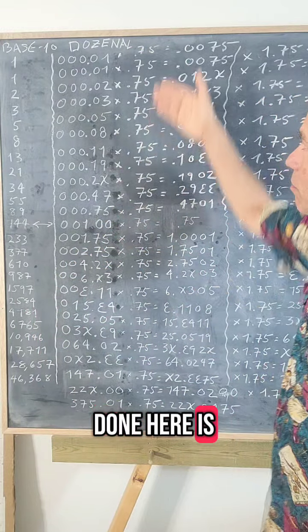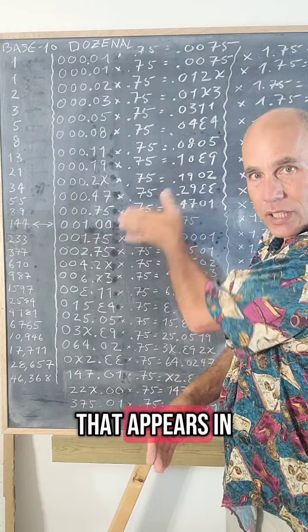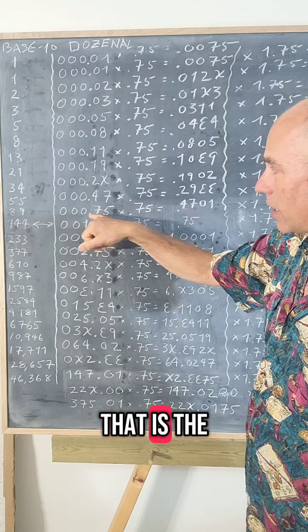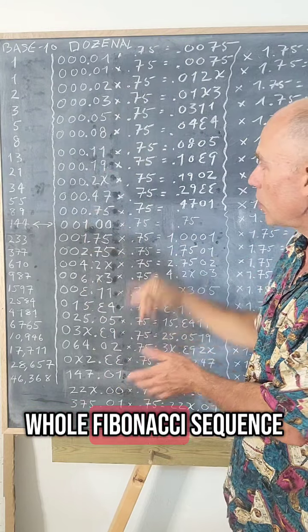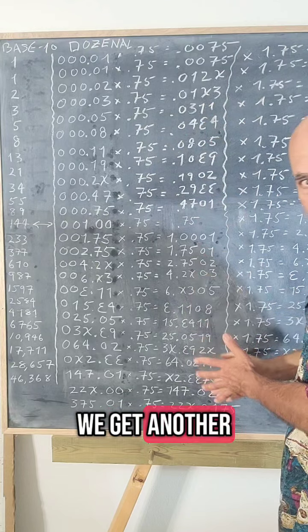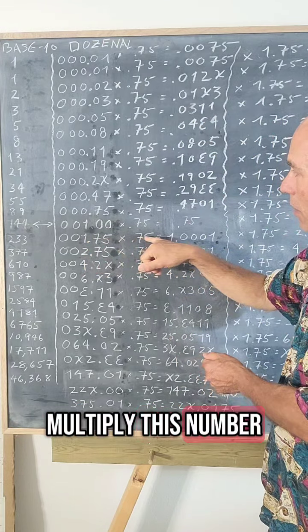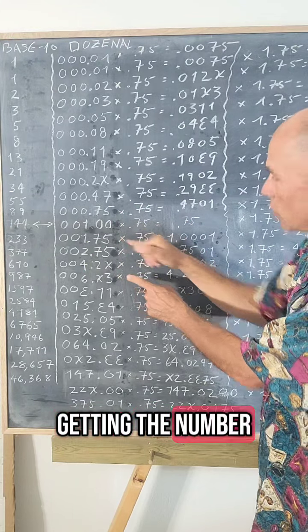So what I've done here is multiply that whole sequence by a number that appears in the sequence. Here we have the length of 1. Just before that is the length of 0.75. So I've multiplied this whole Fibonacci sequence by the length of 0.75. And what happens is we get another version of that same sequence. When we multiply this number by 0.75, we get the number just before. So we're always getting the number just before.